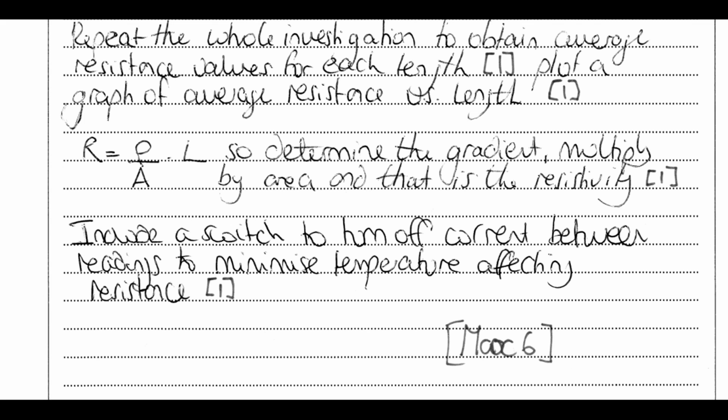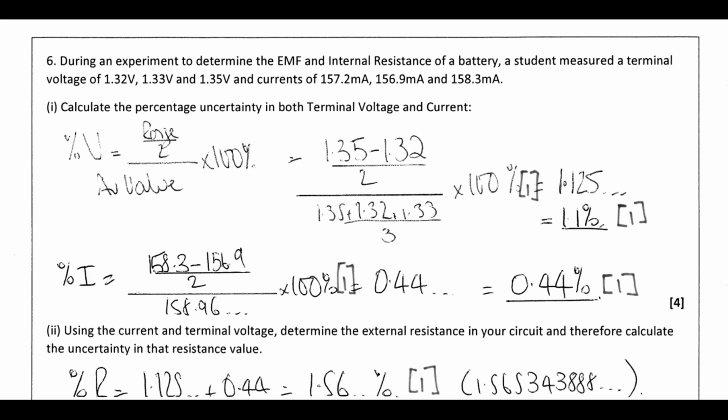Let's go on to the last question. All right, so this last question on uncertainty caused a lot of problems, and the main problem being people didn't seem to remember that to calculate uncertainty, you take the range of repeat readings and divide it by 2.